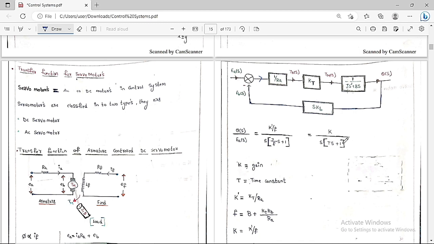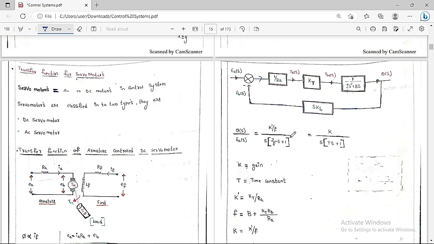So what is the order? Here the highest power is s square, so the order of the system is 2. One pole at 0 and the other pole at minus 1 by T. There are no zeros. So the order of the system is 2, it has one pole at origin and the other pole at minus 1 by T, and there are no zeros. K is called the gain and T is called the time constant.